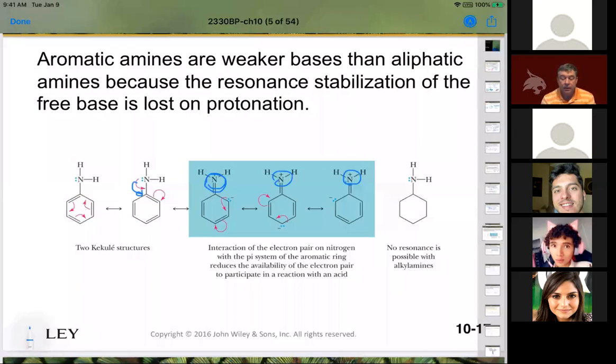Okay. Now, if we look at an analogous one, which is aliphatic right here, there's nowhere for these electrons to go. There's no double bond for them to share with. There's no way to delocalize them. And because there's no way to delocalize them, that means these electrons stay here the whole time. And because they're there the whole time, they act as a stronger base.